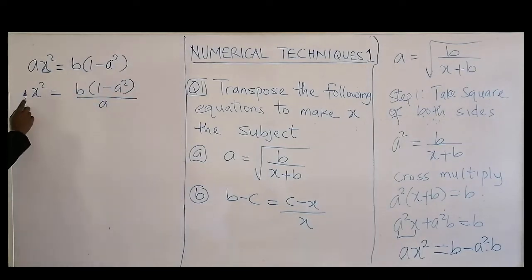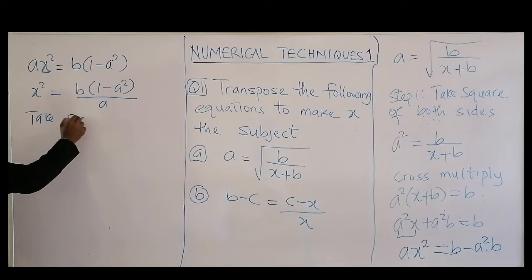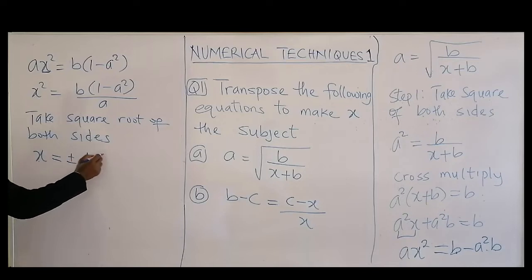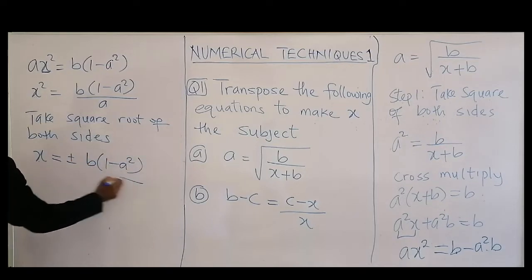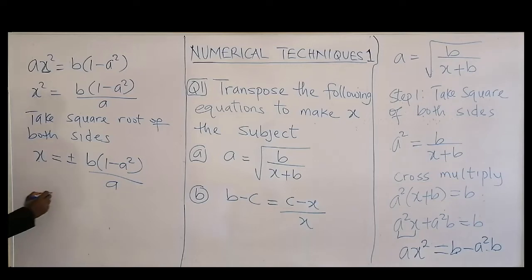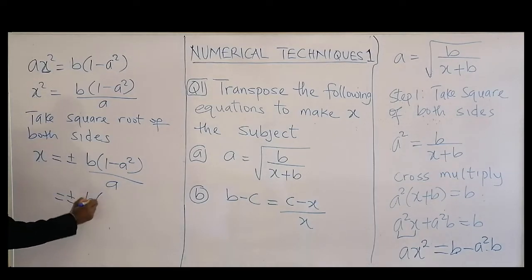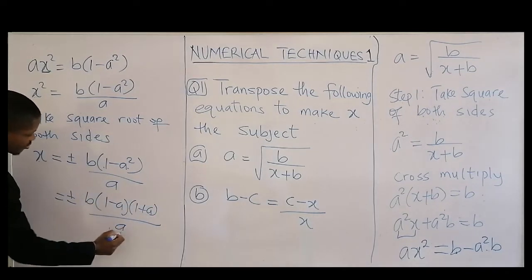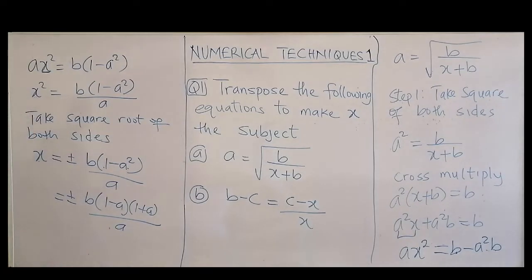So if you like, then we have x squared equal to this, then you can take the square root of both sides. You do that, and if you take the square root of x squared, that will give you x, and that will be equal to plus or minus b into bracket 1 minus a squared over a. And if you like, you can go further, and that will be b into bracket, this is the difference of two squares, and that will be 1 minus a into bracket 1 plus a. But there is no need for that. So that's the answer for that.